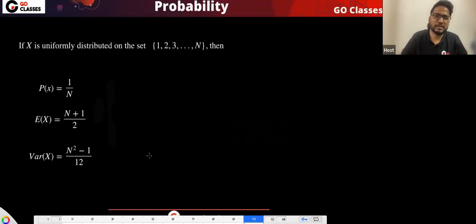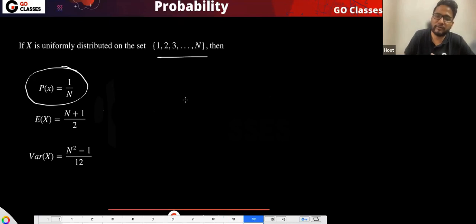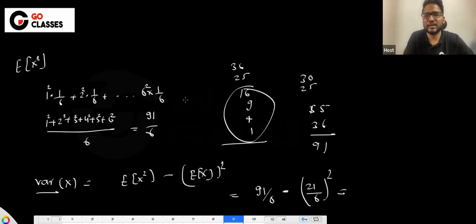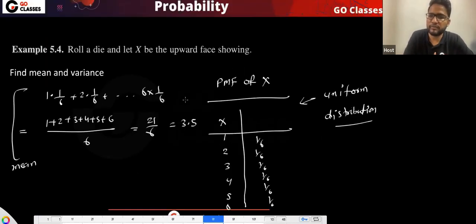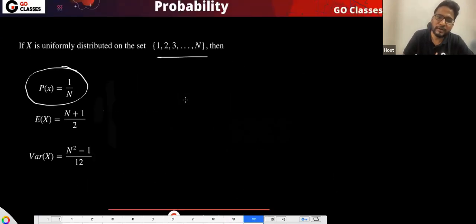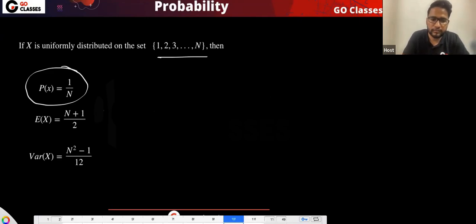Now let's just see this. Suppose x is uniformly distributed, which means that every value is having 1 by n probability. If there are n values, then every value is having 1 by n probability. Earlier there were 6 values, so every value was having 1 by 6 probability. Now let's just find out the expectation and variance in this case. If in general you are having 1 by n, then what will be your expectation and variance? Let's just see.